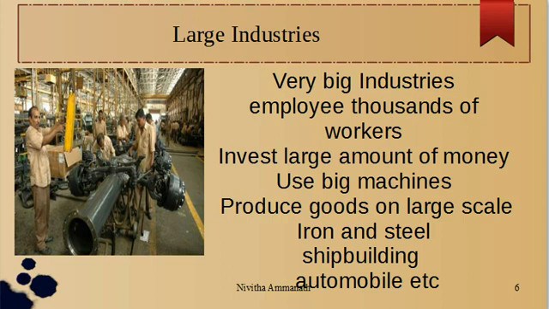We will take a break before we look at various types of industries. But to recap, large industries are big industries that invest a lot of money, that employ a lot of people, that have very big machines, and they produce further machinery which will be used in other industries. Examples are iron and steel, shipbuilding, and automobile.